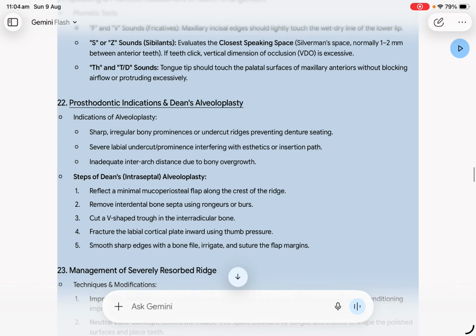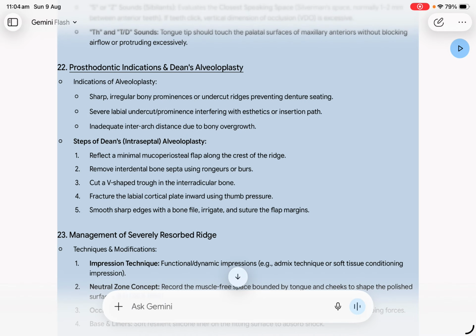22. Prosthodontic indications and Dean's alveoloplasty. Indications of alveoloplasty: sharp, irregular bony prominences or undercut ridges preventing denture seating. Severe labial undercut prominence interfering with aesthetics or insertion path. Inadequate inter-arch distance due to bony overgrowth.